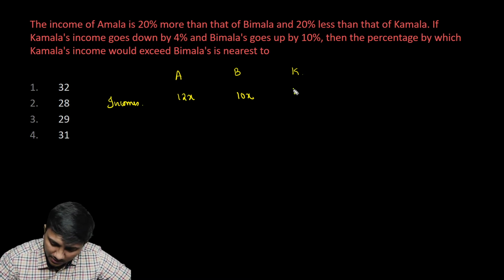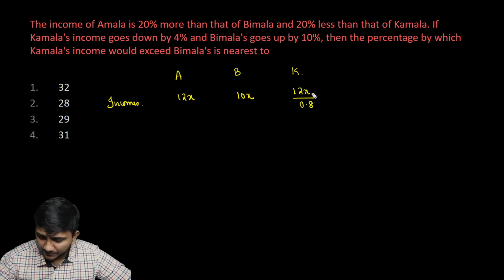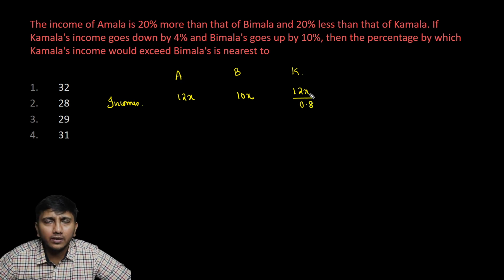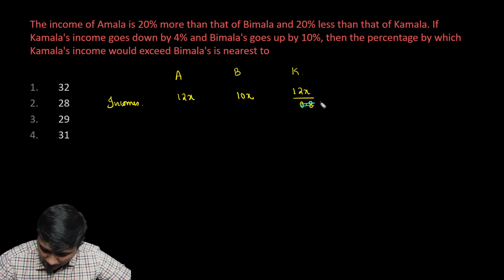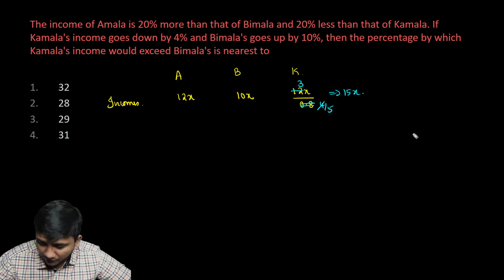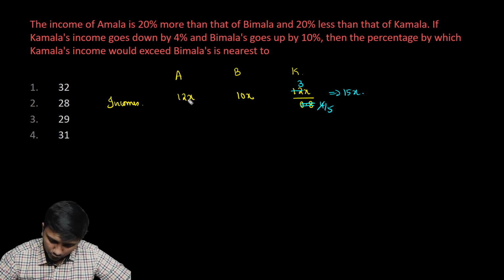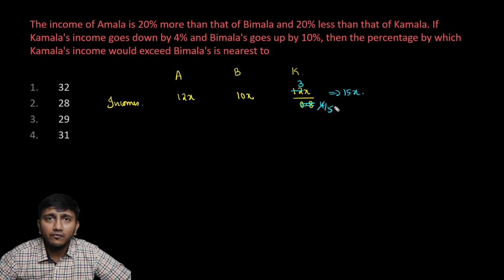So Kamala's income I can write as 12x by 0.8. If you are in an exam where you are allowed a calculator, you can just put 12 by 0.8 and get the value. If you're not, you can simplify this further. 0.8 I can write as 4 by 5, 4 I can cancel with this, so that will give me 15x. Great. So 12x, 10x, and 15x are the values for their incomes.